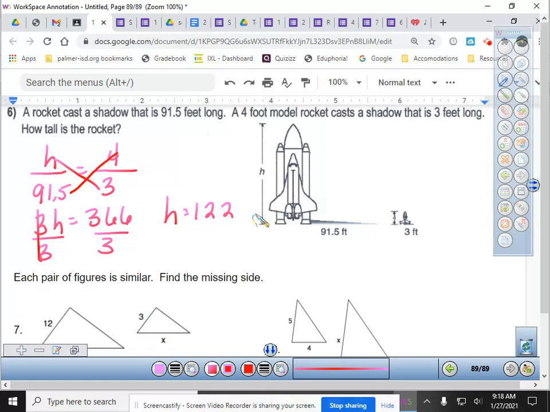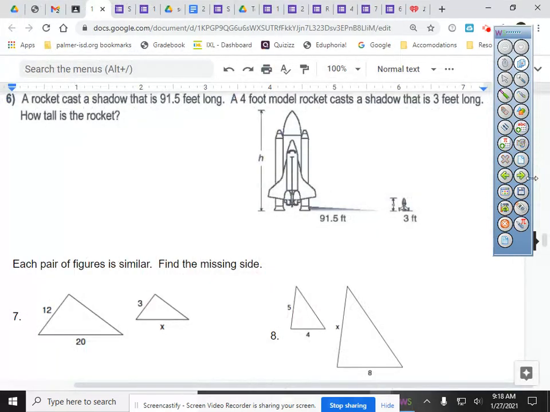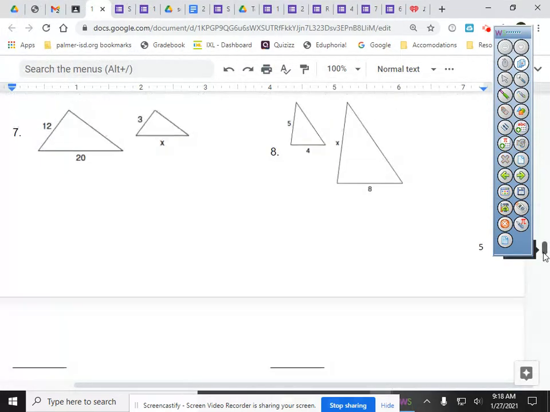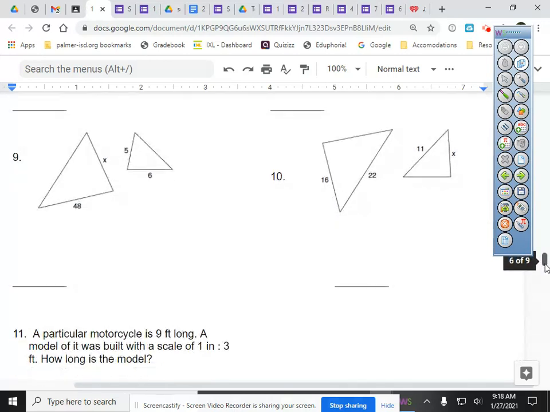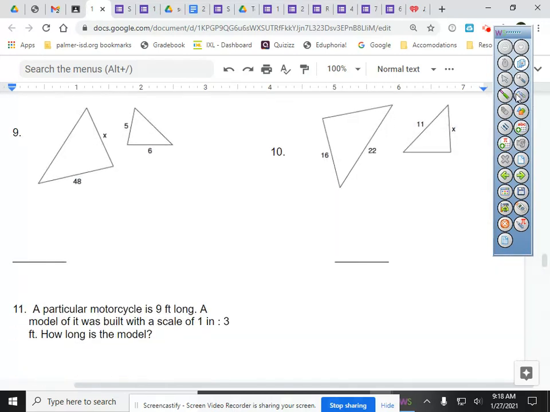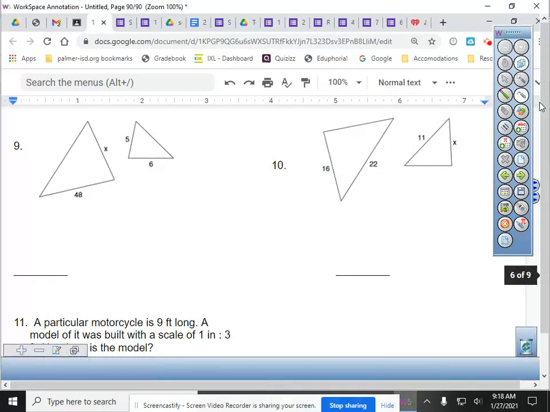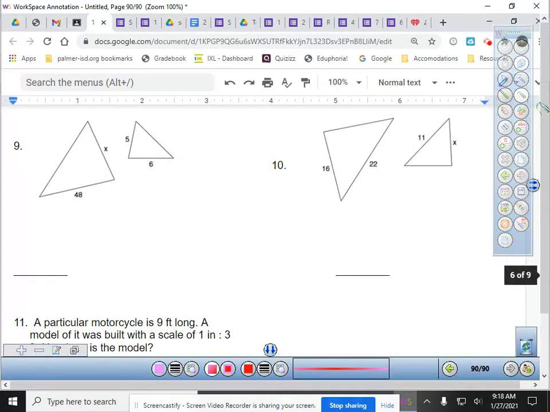Questions there? Y'all are awesome. Let's go all the way. Let's look at page 5, page 6. I want to make sure that you understand sometimes they'll flip the shapes around on you. You still have to find the matching side.